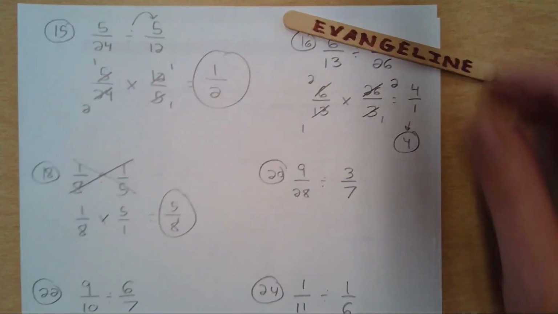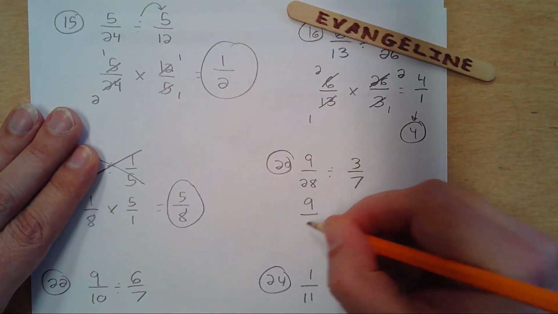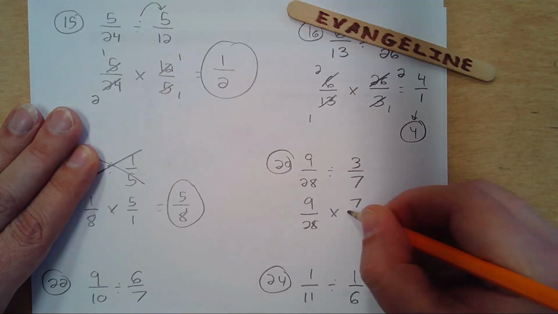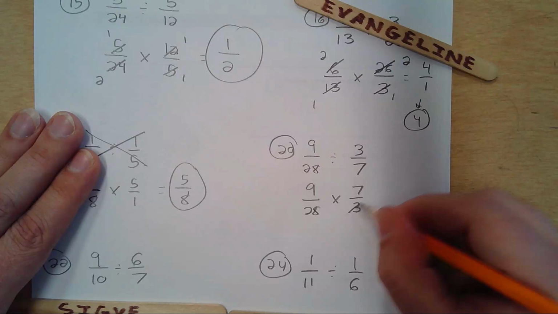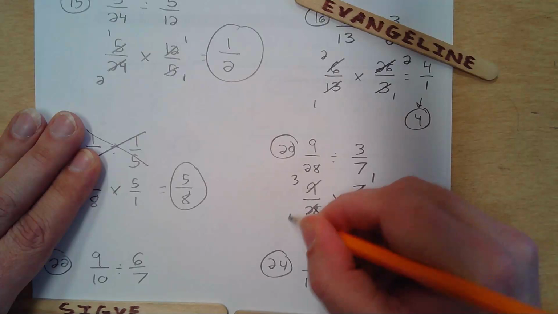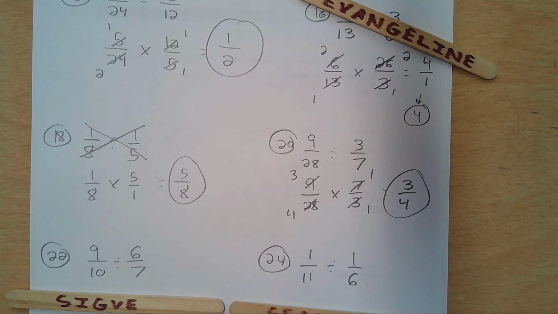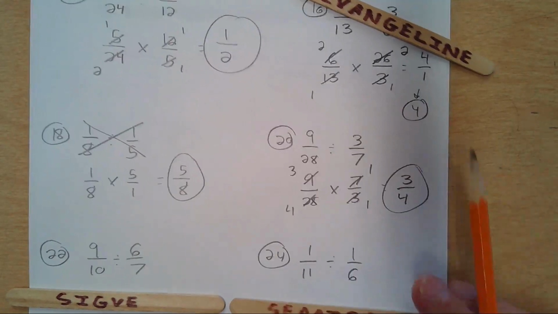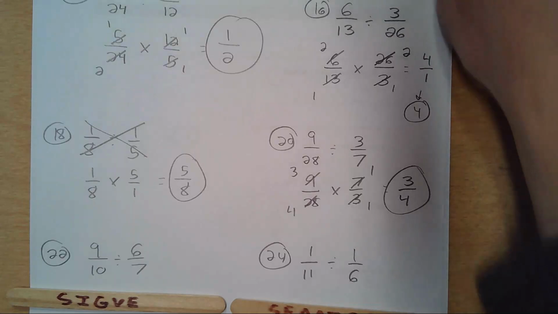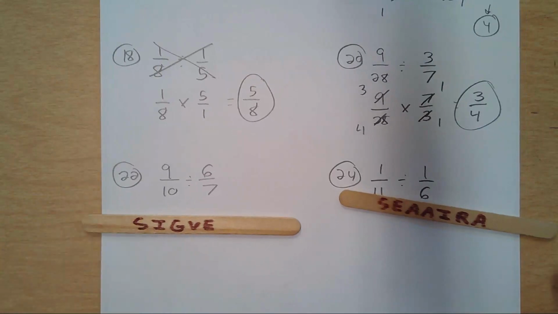Evangeline, number 20. So first you're going to rewrite it as 9/28 times 7/3. And then you can cross simplify. 3 turns into 1 and then 9 turns into 3. And then 7 turns into 1 and 28 turns into 4. And then that equals 3/4. That's it. Yep, cross simplify, multiplied by the reciprocal, cross simplify away. Good stuff here.